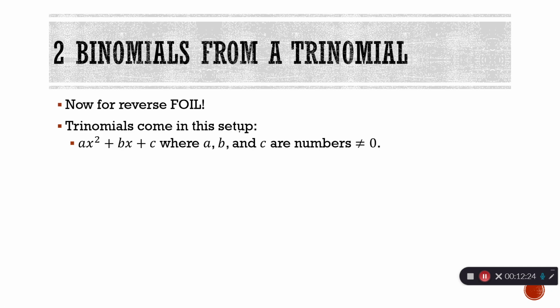so now we're going to move on to pulling two binomials from a trinomial. Basically reverse FOIL. So this is the setup for trinomials. You have ax squared plus bx plus c. So don't forget that a, b, and c are what we call coefficients.